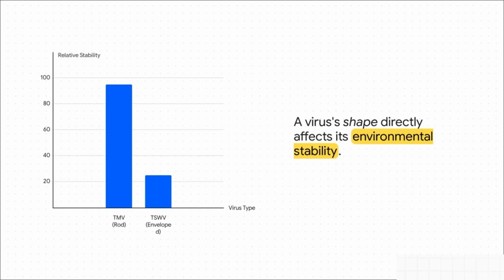And this isn't just about looks either. That shape has a huge impact on how tough a virus is. A simple, tightly packed rod like TMV is like a little brick. It's incredibly stable and can survive for a long time. But an enveloped virus, it's more like a soap bubble. That outer membrane is really delicate and easily damaged, making the virus much more fragile.